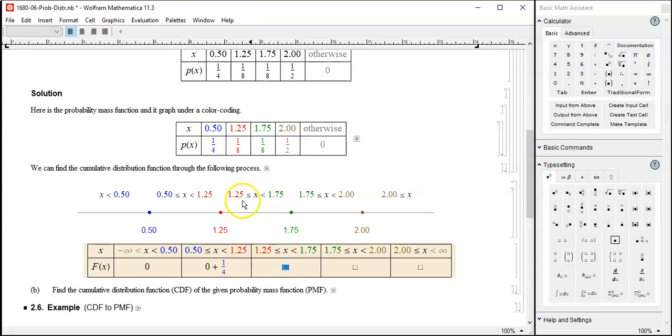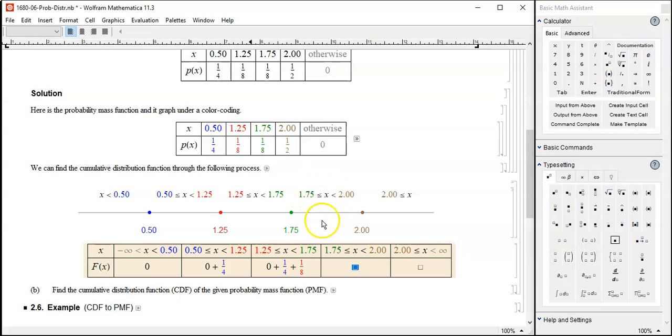Next, in this interval here, now I have two masses, blue and then red. I have to add them up. So previously I had 0 plus 1/4. I have to add the next probability, 1/8. This was there before.